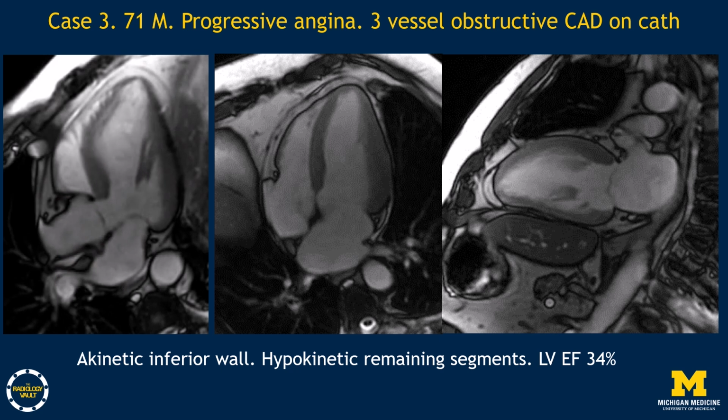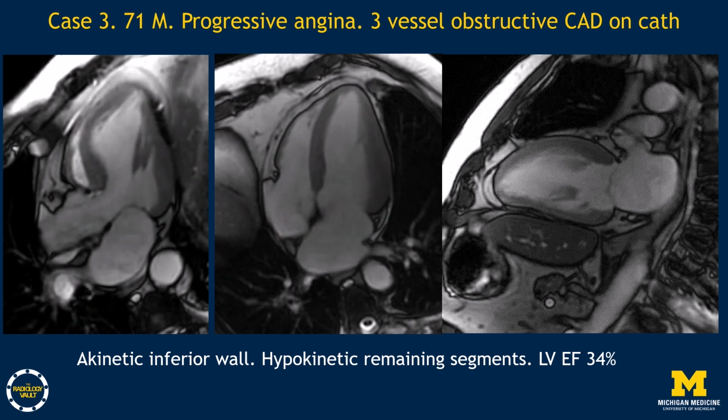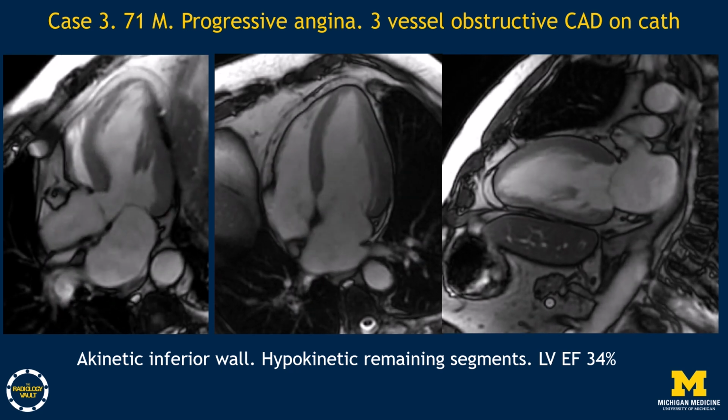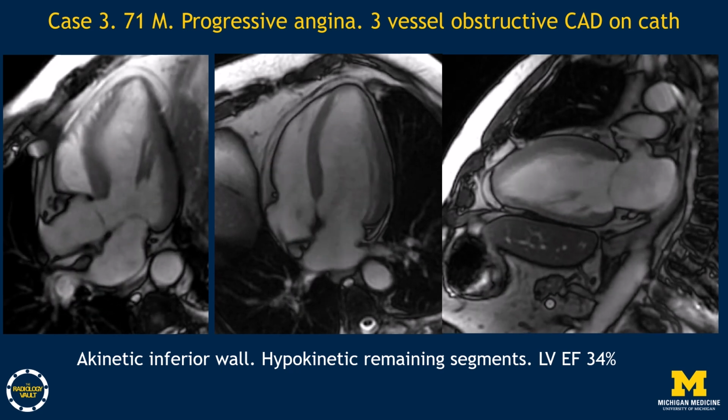These images belong to a 71-year-old man with progressive angina. He had 3-vessel obstructive coronary artery disease on catheter angiography. Cine MR, steady-state free precession images in 3-chamber, 4-chamber, and 2-chamber views as shown here. There's global hyperkinesis, however, regional wall motion abnormality is present in the inferior wall of the left ventricle, which is nearly akinetic, while the other segments are severely hyperkinetic. The left ventricular ejection fraction was quantified at 34%.